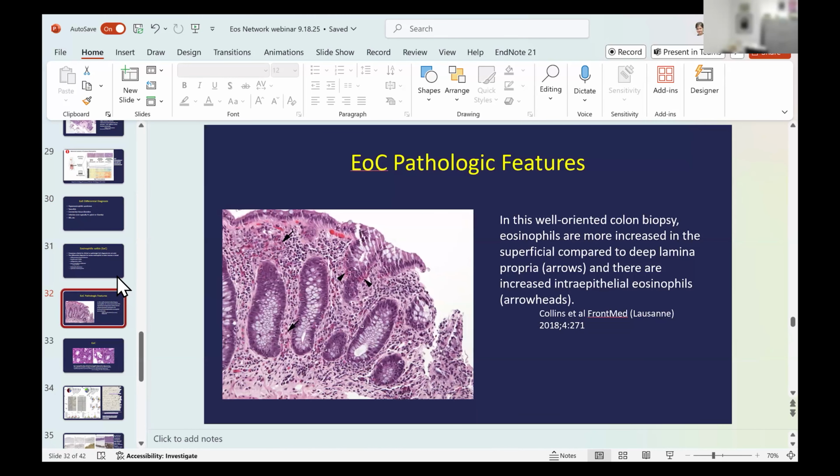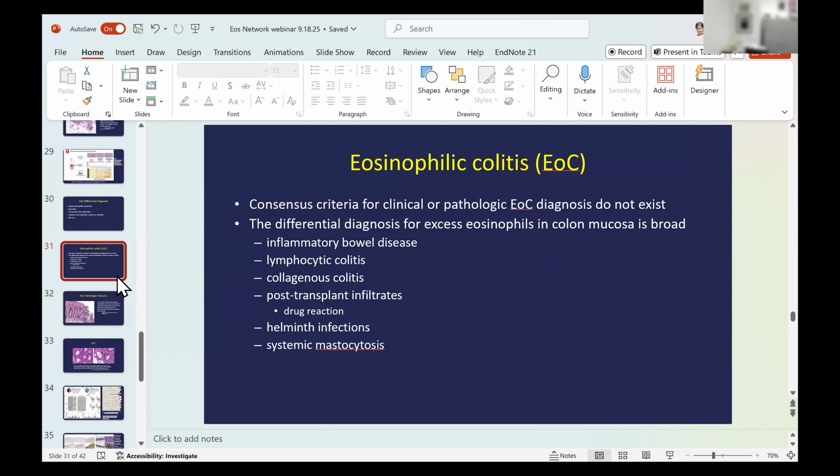So the differential diagnosis of eosinophilic colitis is very broad. Inflammatory bowel disease is probably the most important of those to explore and rule out. It's more common in children that early in their disease, in their inflammatory bowel disease, ulcerative colitis or Crohn's disease, they have biopsies that show a lot of eosinophils.